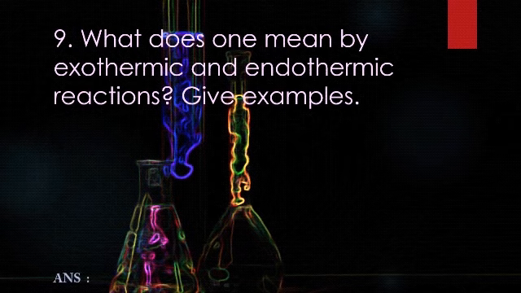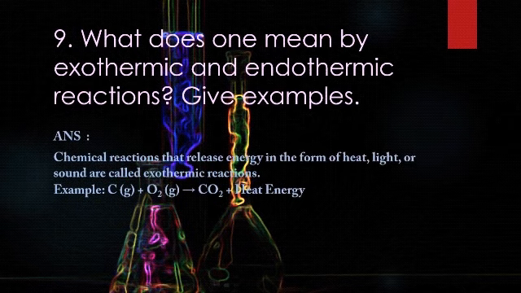Give examples. Answer. Chemical reactions that release energy in the form of heat, light or sound are called exothermic reactions. For example, the reaction of carbon and oxygen to form carbon dioxide and heat energy. We can see that in this reaction, heat is evolved. So, an exothermic reaction is a reaction which proceeds with the evolution of heat or energy.